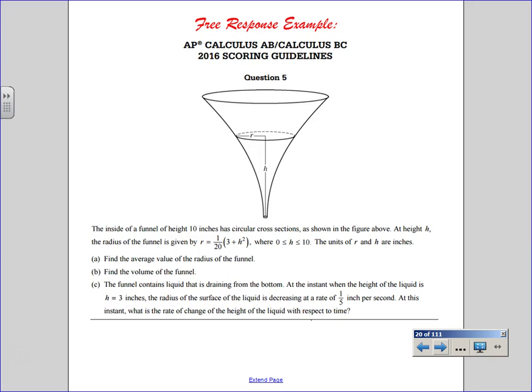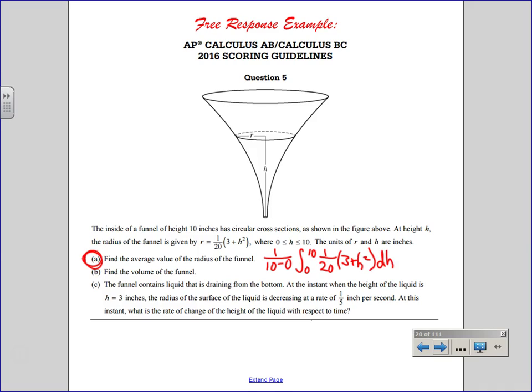Did you learn how to find volume using cross sections? Yes. Anyway, coming back, I'm not asking you to do B or C. What am I asking you to do? What does A say? Find the average value of the radius. Who's the radius? Oh, so all I have to do is just set up the integral 1 over 10 minus 0 times the integral from 0 to 10 of 1 over 20 times 3 plus h squared dh.